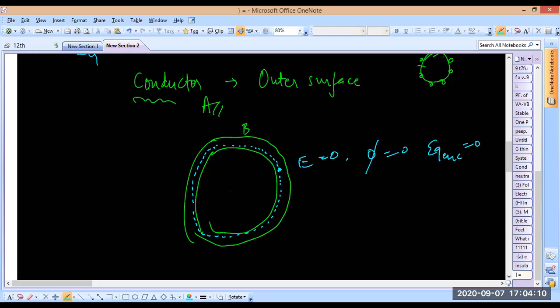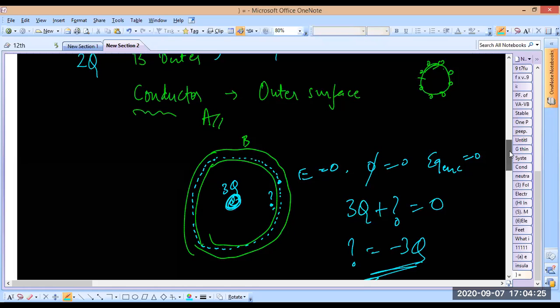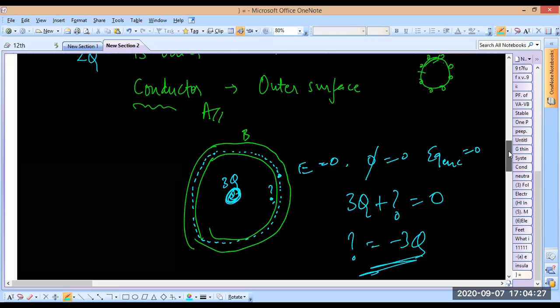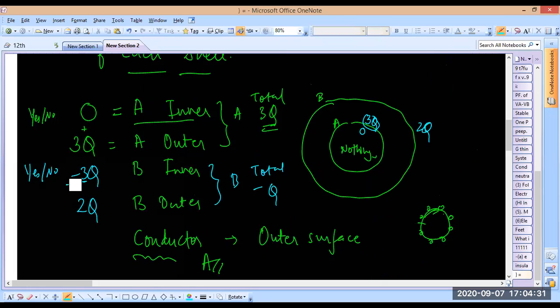But here in the middle there is the whole inner shell whose charge is 3q, right? So how much charge should be on this surface? It should be 3q plus unknown equal to 0, correct? So this unknown has to be equal to -3q. I hope everyone understood this proof also, right? So that's how we get this -3q. Now if you get -3q here and this is total -q, so this should be 2q, right?